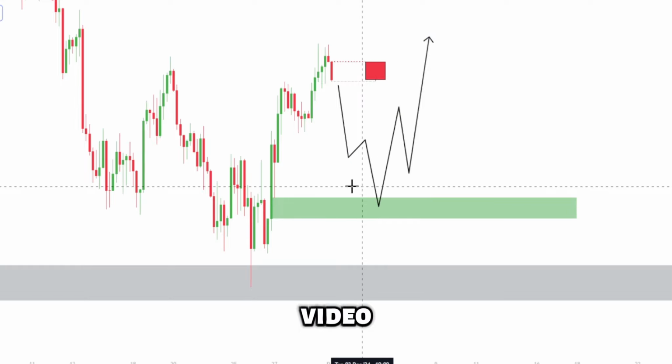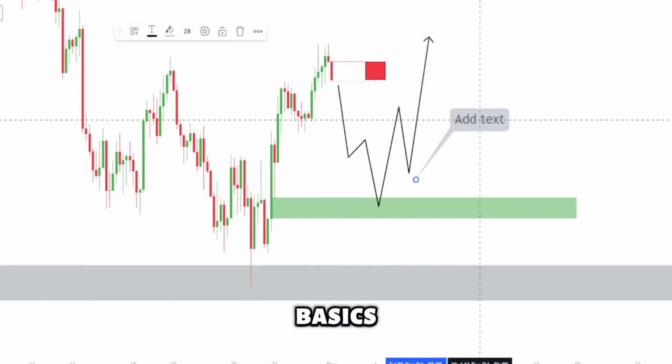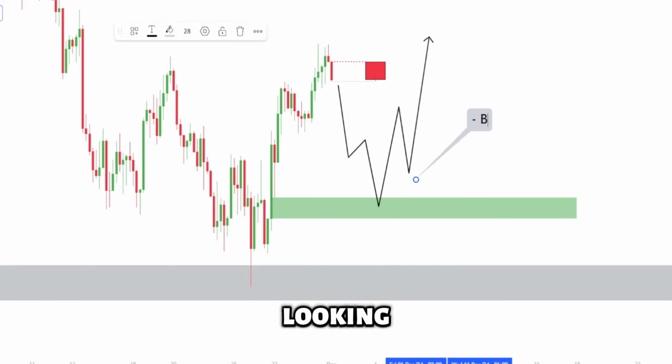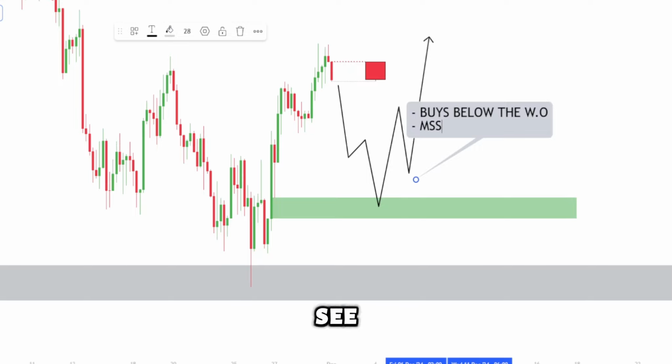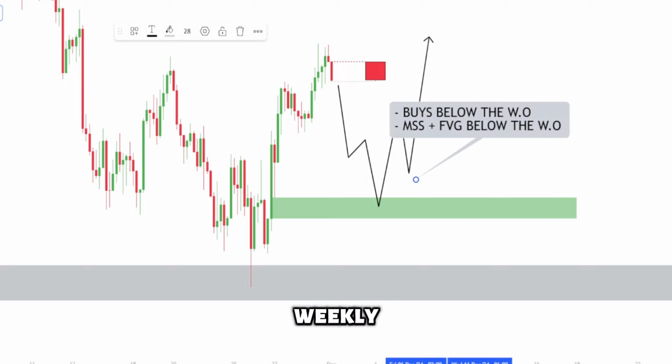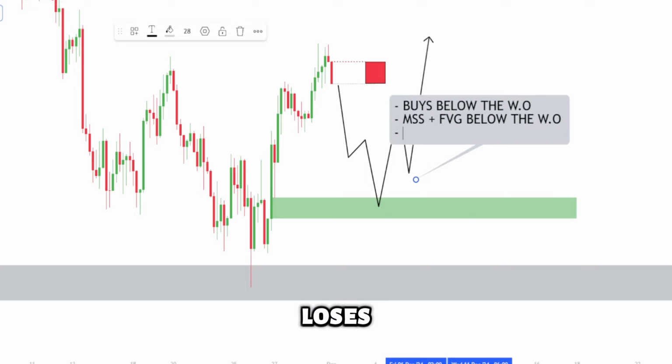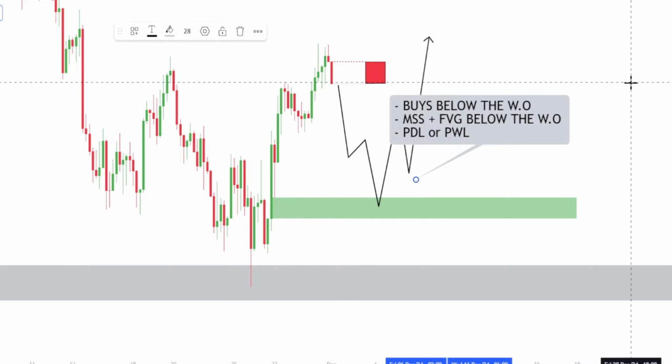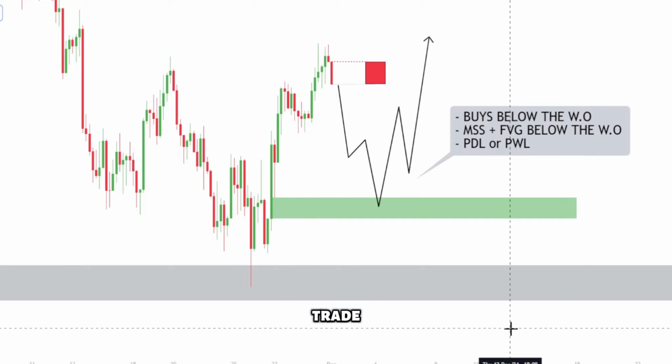So to end the video, I just want to quickly go over the basics of what we can expect, right? So we're looking for buys below the weekly opening, right? I'll just write WO for short. We want to see a market structure shift qualified by a fair value gap below the weekly opening. And what really glues this together is the fact that we want to take out sell side liquidity. We want to see a sweep of the previous day low, or even better, the previous week low, right? The previous week's low. This is the recipe to how you can trade any Forex pair.